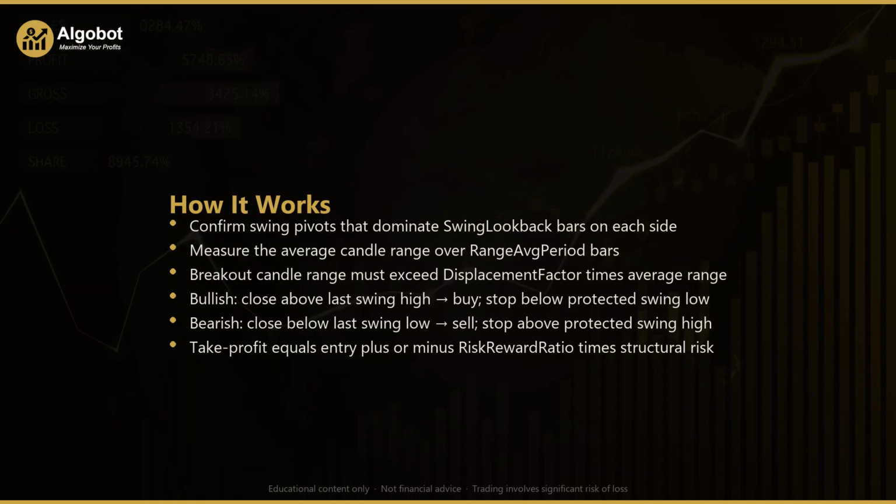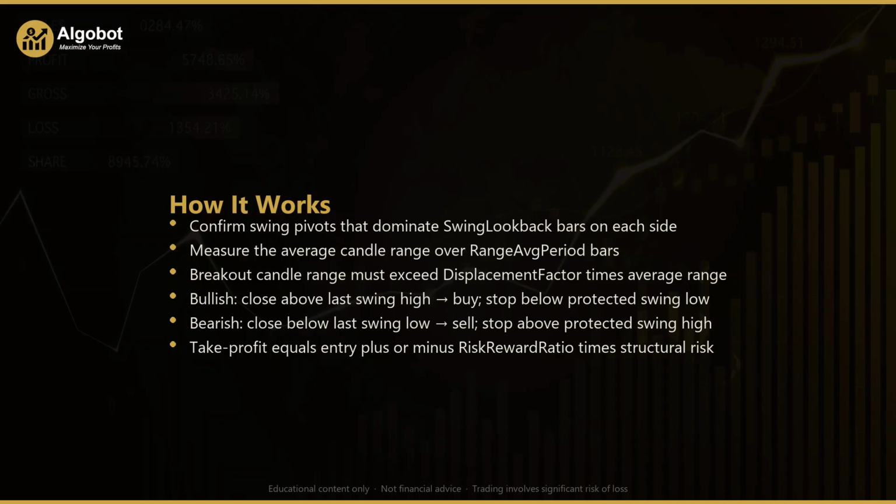Now, the entry. For a bullish break of structure, the EA signals a buy when 3 things line up. The breakout candle is displaced, it closes higher than it opened, and its close pushes above the last confirmed swing high. When that happens, the strategy enters a long position. The stop loss is placed just below the protected swing low, the low that anchored the up leg, with a small buffer for padding. The take profit is then set at the risk-reward ratio multiplied by that structural risk, which defaults to 2, meaning the EA targets twice the distance it is risking.